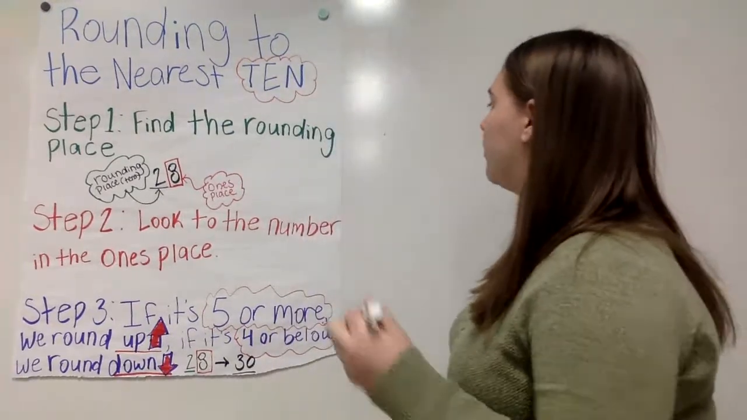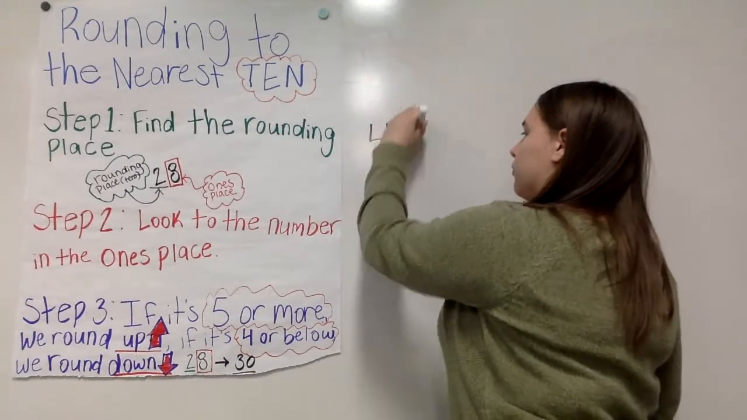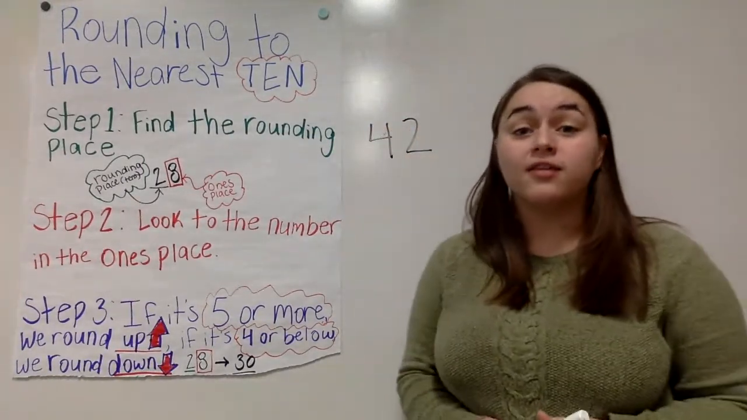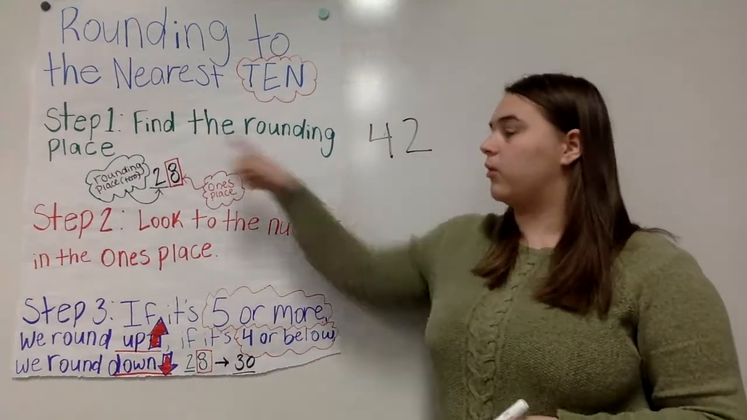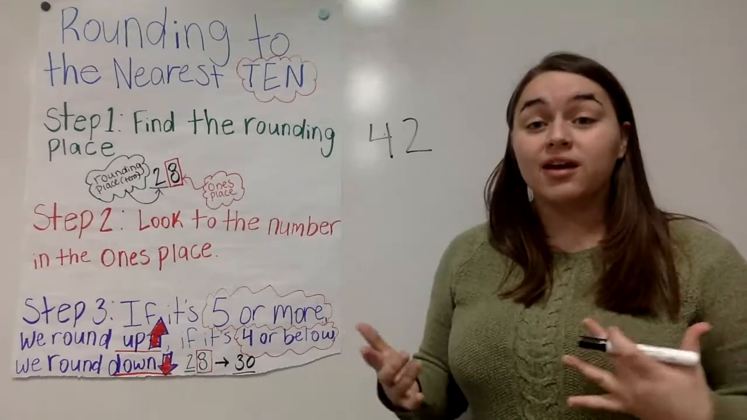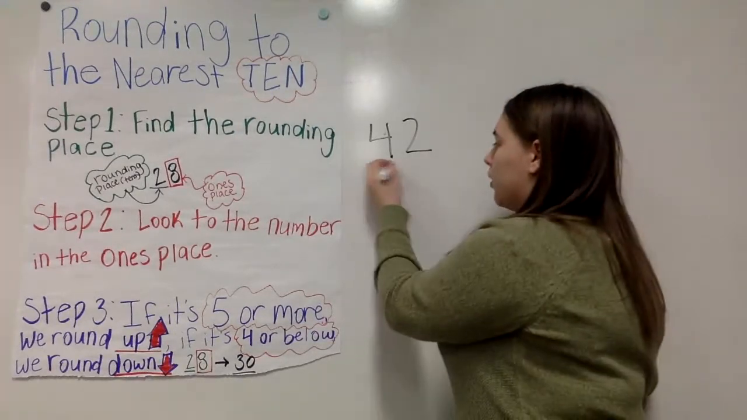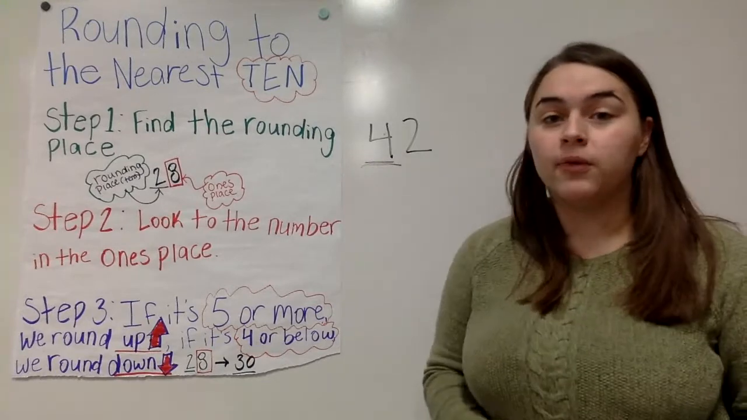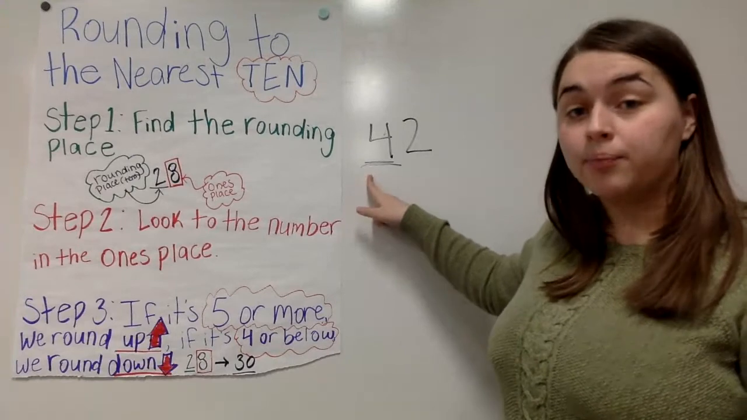Let's try it with the number 42. So I'm going to try our steps with the number 42. So step 1, let's find the rounding place. Well, we're still rounding by 10, so that's going to be this number. This is going to be 4. So I'm going to underline that so I'll remember that. So this number is either going to stay the same or it's going to go up.